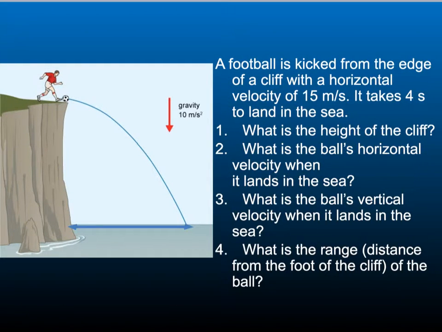Okay, so here's an example. A football is kicked from the edge of a cliff with a horizontal velocity of 15 meters per second. It takes 4 seconds to land in the sea. What is the height of the cliff? What is the ball's horizontal velocity when it lands in the sea? What is the ball's vertical velocity when it lands in the sea? And what is the range of the ball?